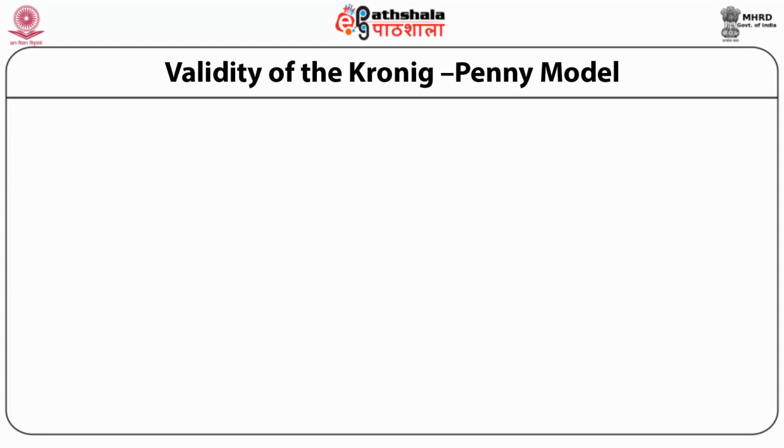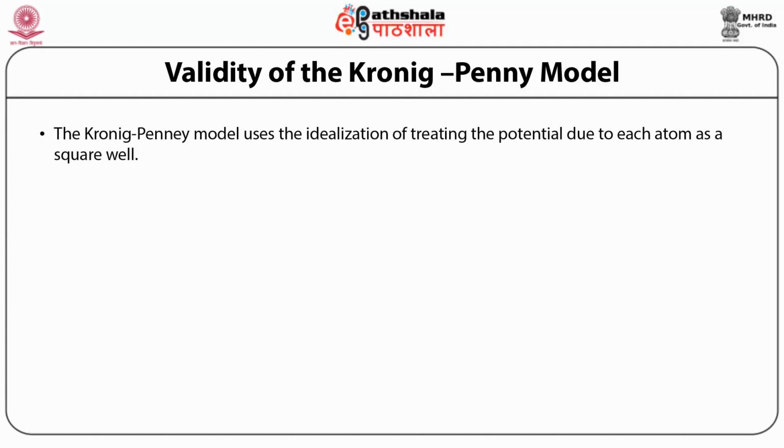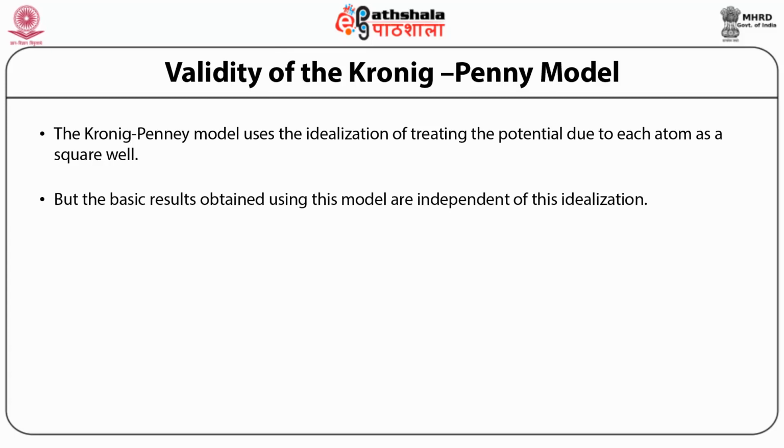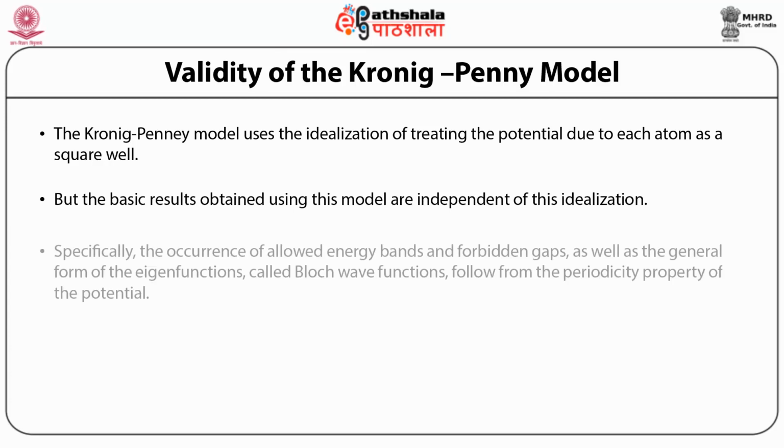We now discuss the validity of the Kronig-Penney model. The Kronig-Penney model uses the idealization of treating the potential due to each atom as a square well, but the basic results obtained using this model are independent of this idealization. Specifically, the occurrence of allowed energy bands and forbidden gaps, as well as the general form of the eigenfunctions, which are called the Bloch wave functions, follow from the periodicity property of the potential.